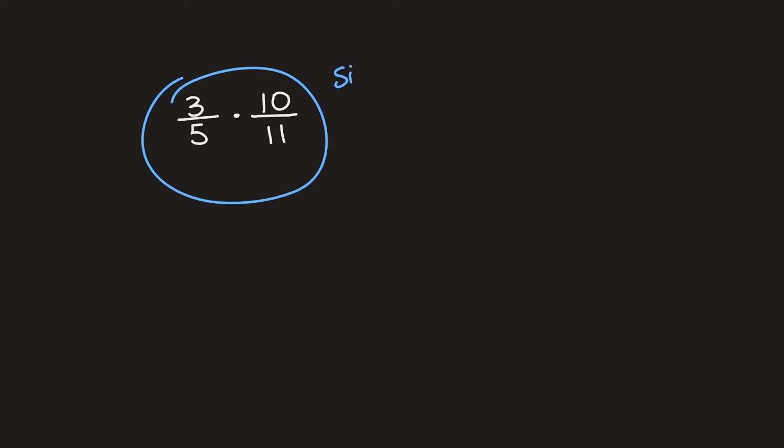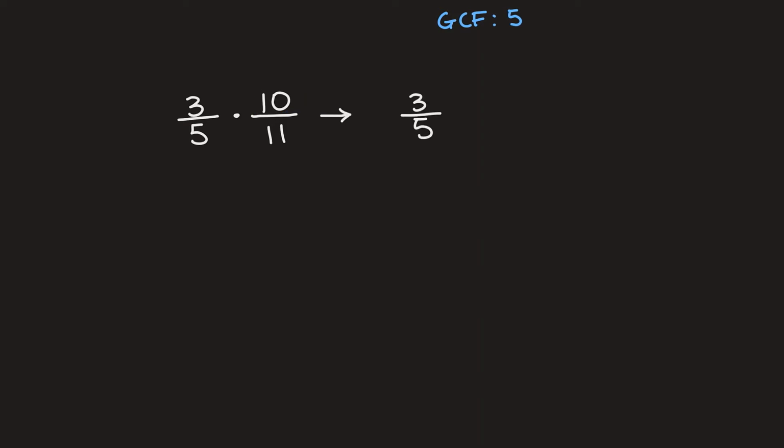But a better way to do this is to simplify first, and then to multiply across. So notice that we can simplify 10 and 5 here, since they have a GCF of 5. Let's rewrite 10 as factors as 5 times 2. We can now divide out the common factor of 5 from the numerator and the denominator, and now multiply across, which also gives us 6 over 11. Simplifying first is useful because then we don't have to worry about simplifying our final answer.